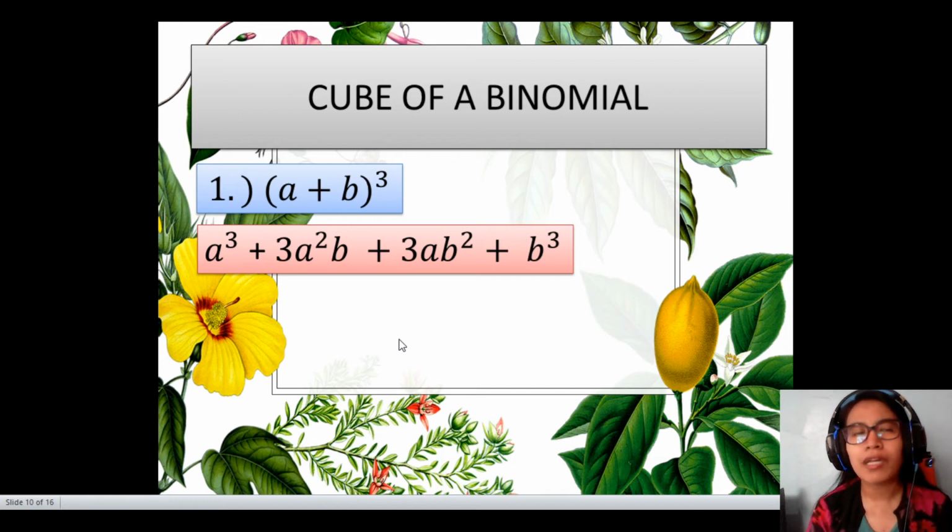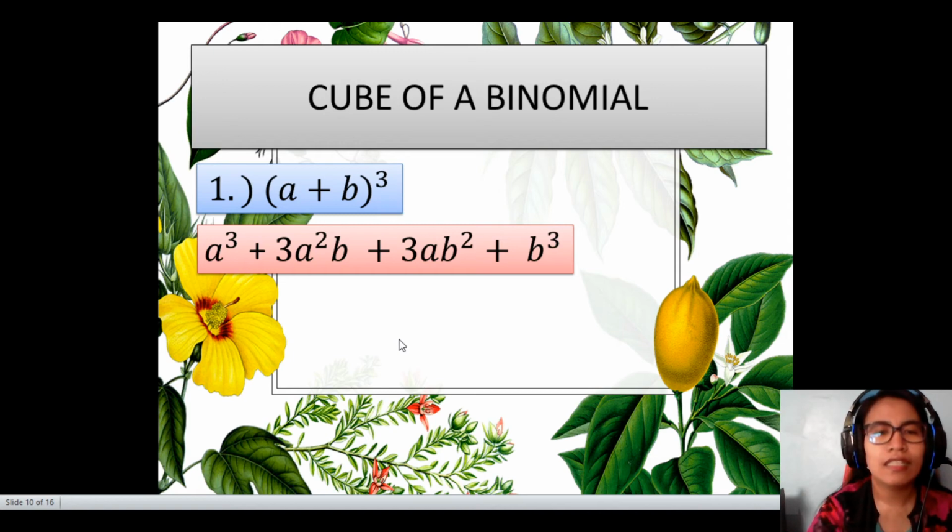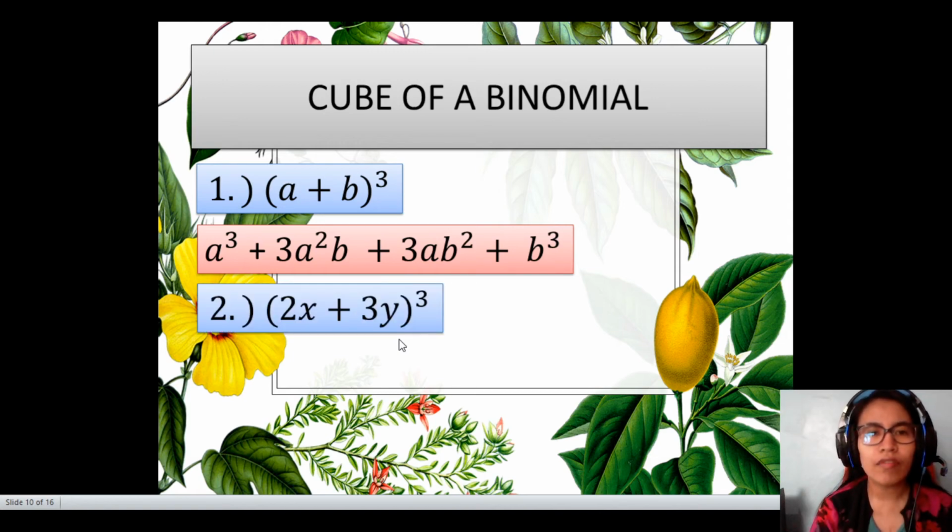But if it becomes negative, your answer will be alternately positive, negative, positive, negative. The sign of your answer will be like that. Let us have another example.